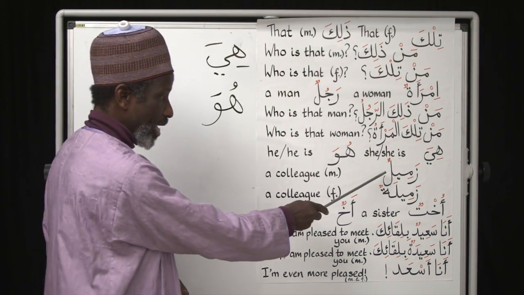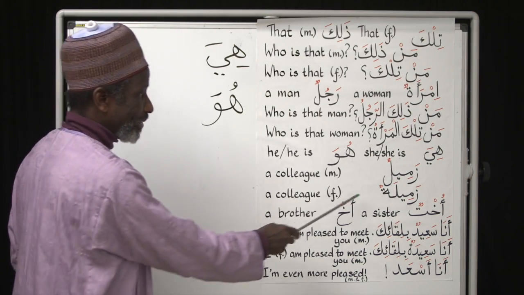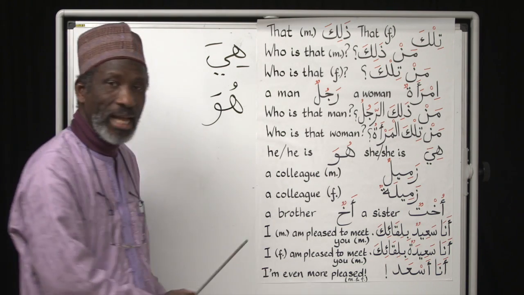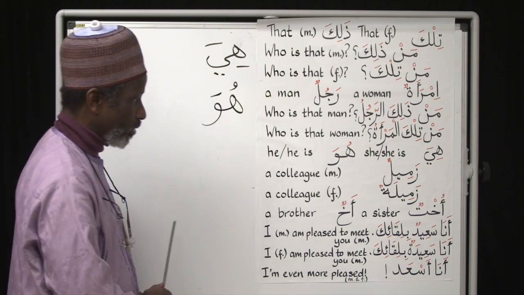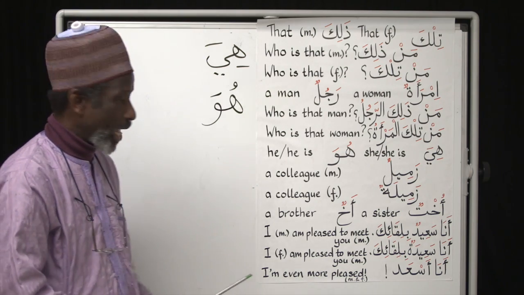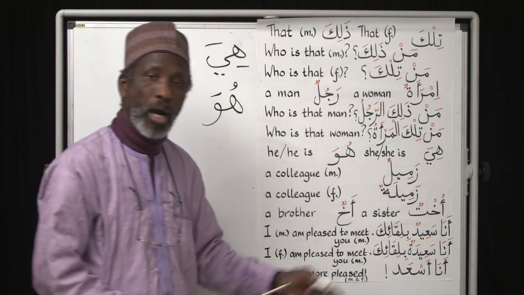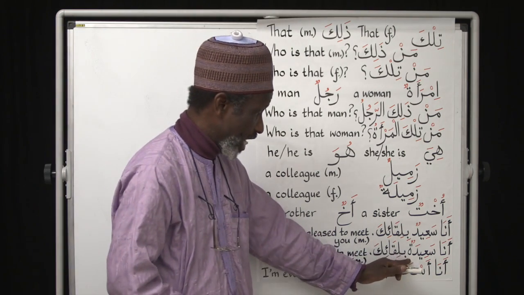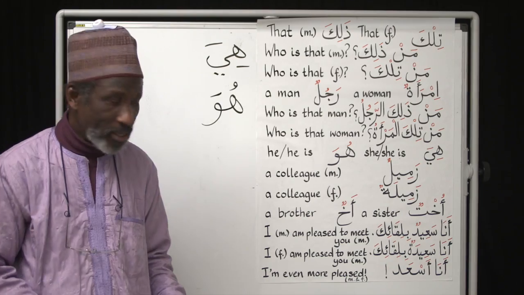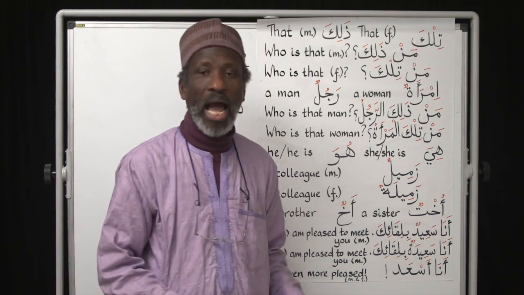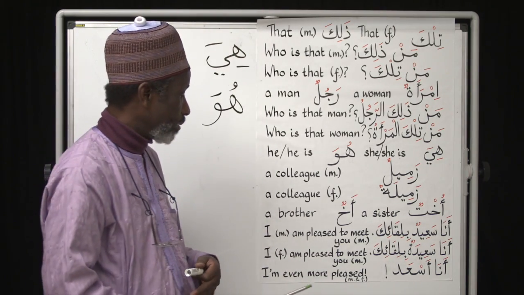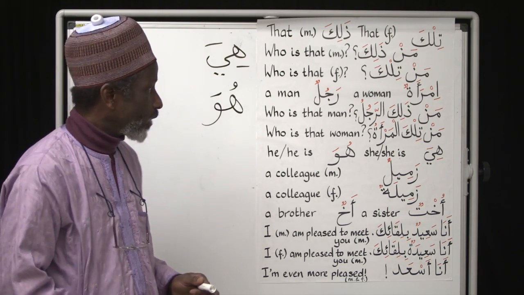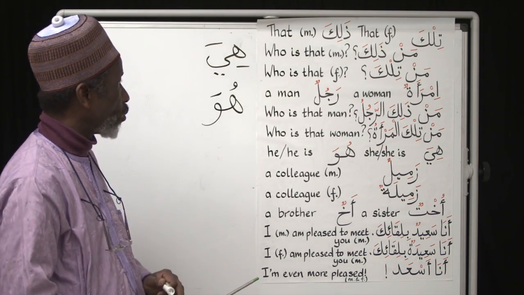Then we have zamilun, a colleague. Zamilatun, a female colleague. Ukhtun, a sister. Akhun, a brother. Then I can say ana sa'idun biliqa'ika, which I explained to you earlier. Ana sa'idatun biliqa'ika. Ana as'ad, I'm even more happy or even more pleased. So that's your quick revision.